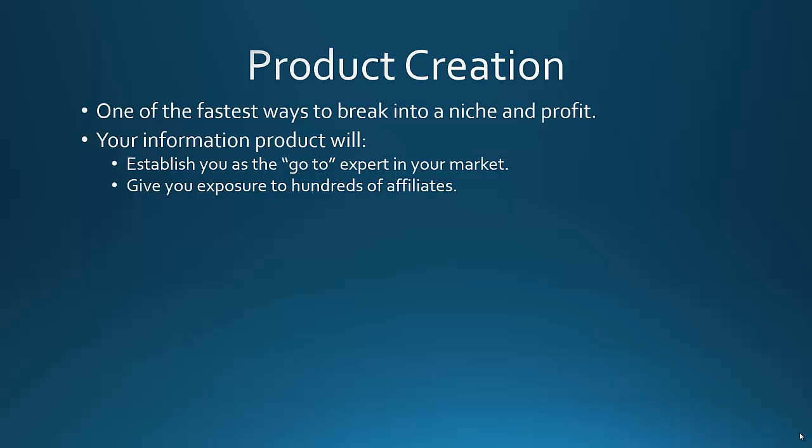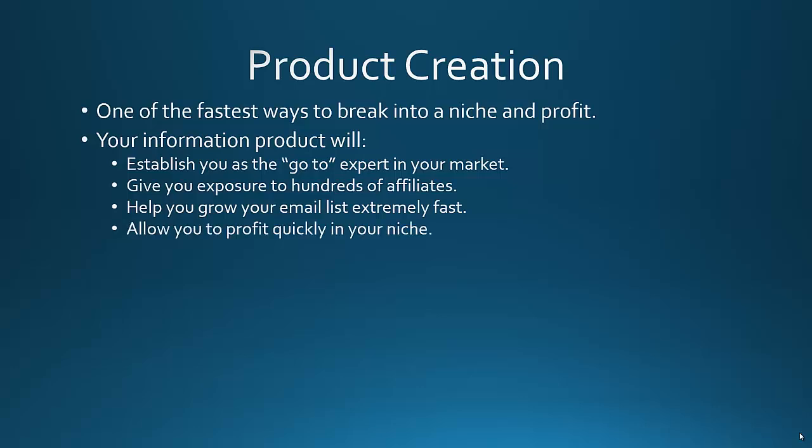Some of the quickest ways to get traffic and sales is to have affiliate driven traffic, meaning affiliates that have an email list that could send traffic for you to your particular offer. It's a great way to grow your email list extremely fast and allow you to profit quickly in your niche market.